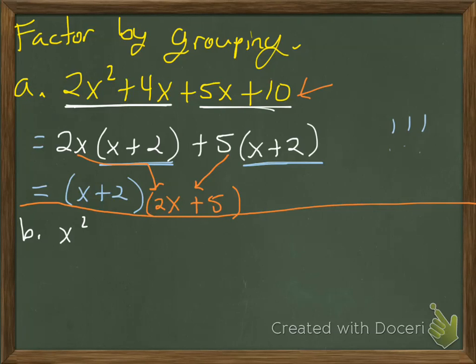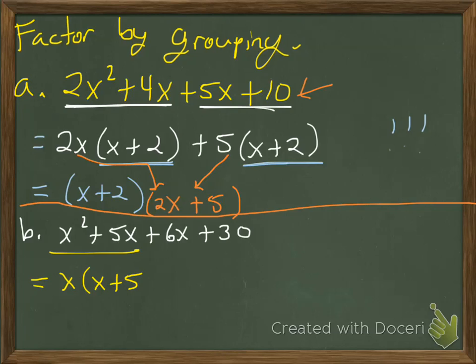Alright, let's take a look at another one. We're going to take a look at x squared plus 5x plus 6x plus 30. We'll group the first 2. So the first 2 looks like all they have in common is an x. We factor an x out. What's left is an x plus 5. We'll go ahead and group the second 2. They look like they have a 6 in common, so when I factor 6 out, I have an x and a plus 5 left over.